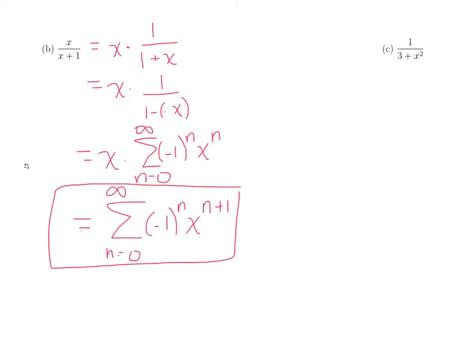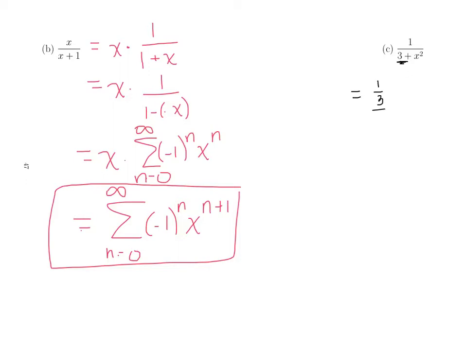And then the last one we have here is the most complicated of the three examples that I have here. So this is 1 over 3 plus x squared. As you first look at this, the first thing hopefully you'll notice that we need to take care of is this 3, because we don't have 1 over 3 minus x, we have 1 over 1 minus x. So the first thing we're going to do is get rid of that 3.